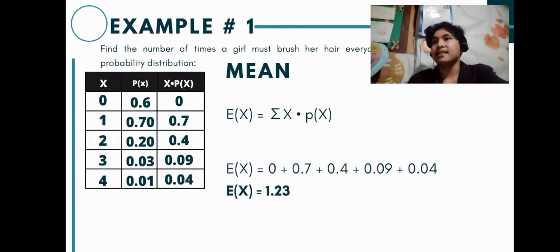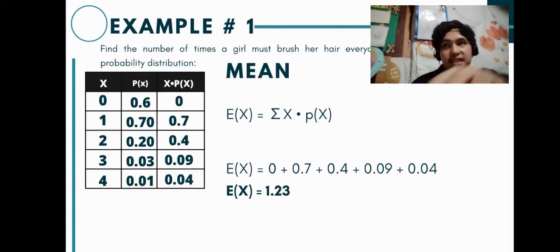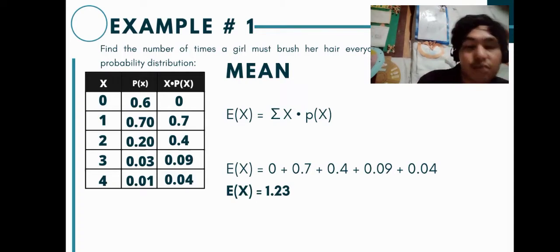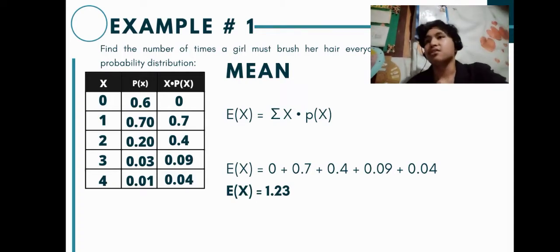Multiplying them, 0 multiplied by 0.6 is 0, 1 multiplied by 0.70 is 0.7, 2 multiplied by 0.20 is 0.4, 3 multiplied by 0.03 would be 0.09, and 4 multiplied by 0.01 would be 0.04. Now, in order for us to find the mean, we must add all of the numbers in the x multiplied by p of x column. That would be 0 plus 0.7 plus 0.4 plus 0.09 plus 0.04, giving us a result of 1.23 as our mean.